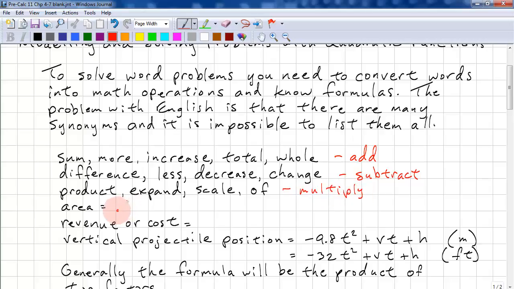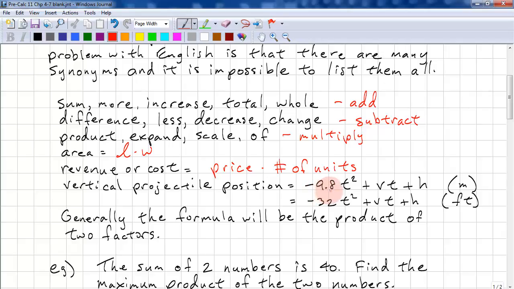Area. This is a formula you need: length times width. Revenue or cost. This is generally price times number of units. Vertical projectile position. If you're in meters, this is negative 9.8 t squared, in seconds, plus vt plus h. If you're in imperial units, we have minus 32 t squared plus vt plus h. And again, t is in seconds, and this would be in feet.